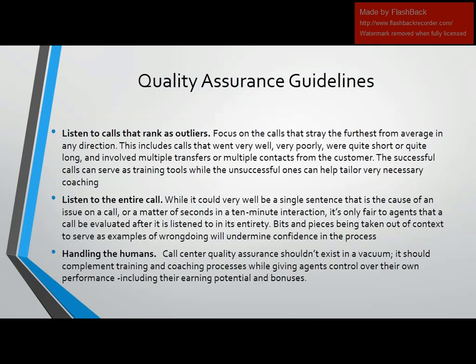Now let us discuss the handling the humans part. As you are already aware, call center quality assurance shouldn't exist in a vacuum. It should complement training and coaching processes while giving agents control over their own performance, including their earning potential and bonuses.